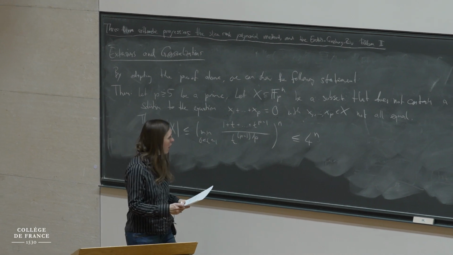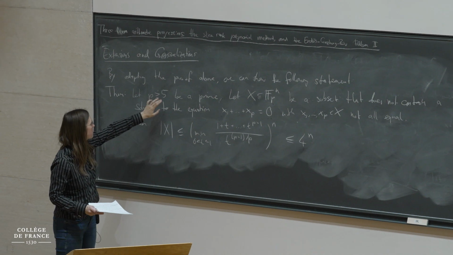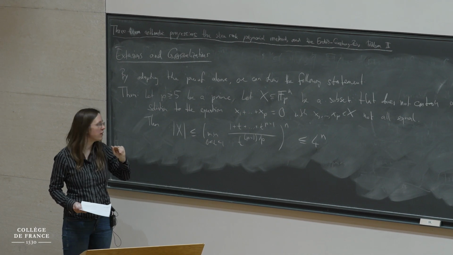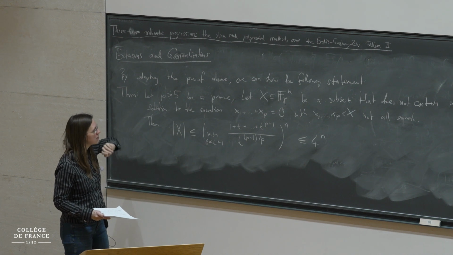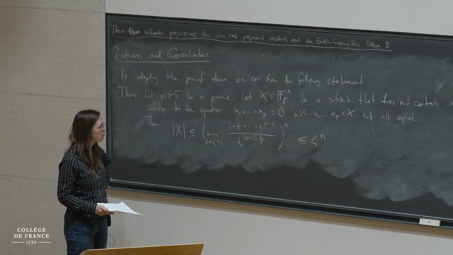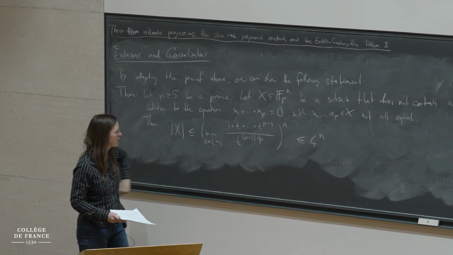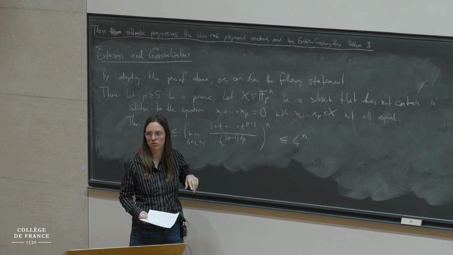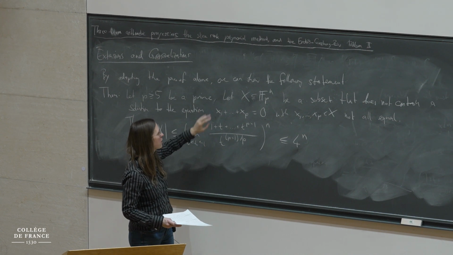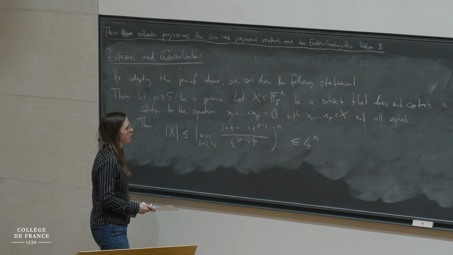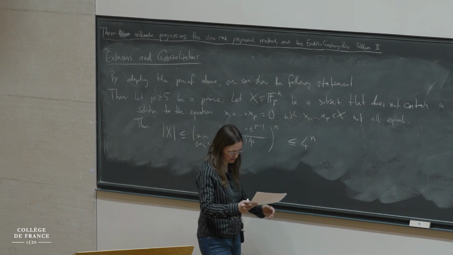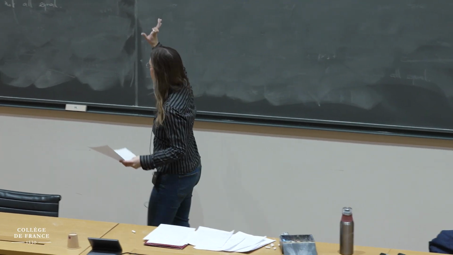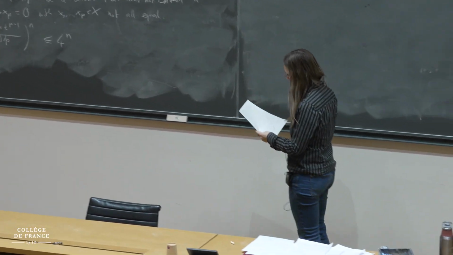By the way, I wrote here p at least 5, but if you plug in p equals 3, this is precisely again the problem of subsets of F_3 to the n without a 3-term progression, because in characteristic 3 it's the same to ask for x plus y plus z equals 0 and x minus 2y plus z equals 0. So as a side remark, you can view this as a generalization of the problem of 3-term progression-free subsets in F_3 to the n. So this is a result you can get from the slice rank polynomial method.